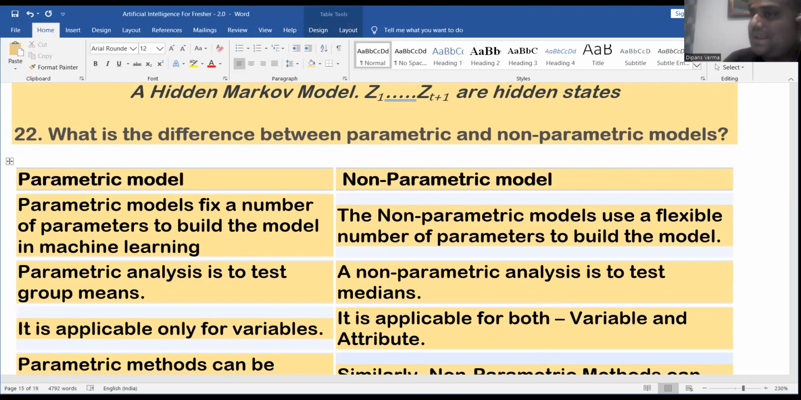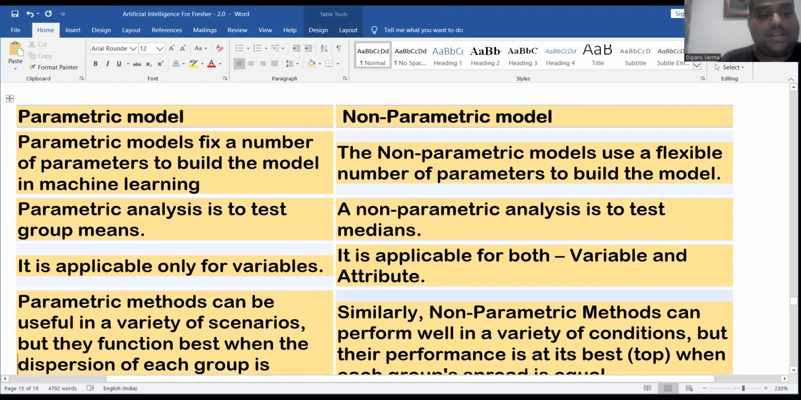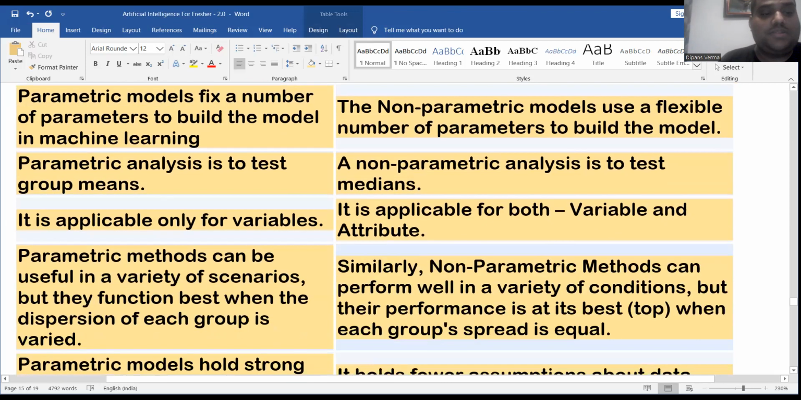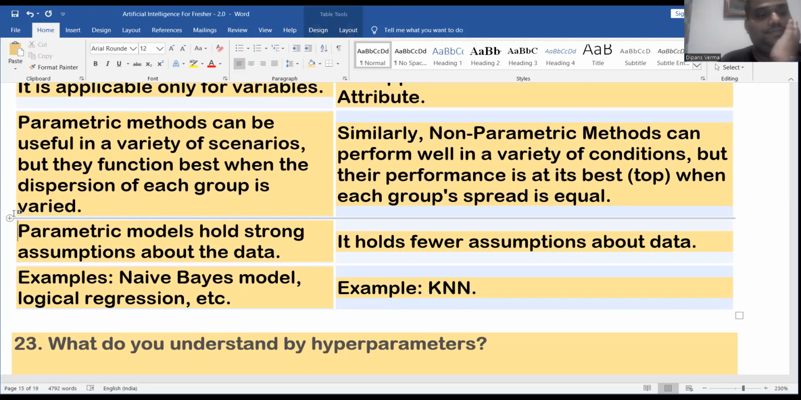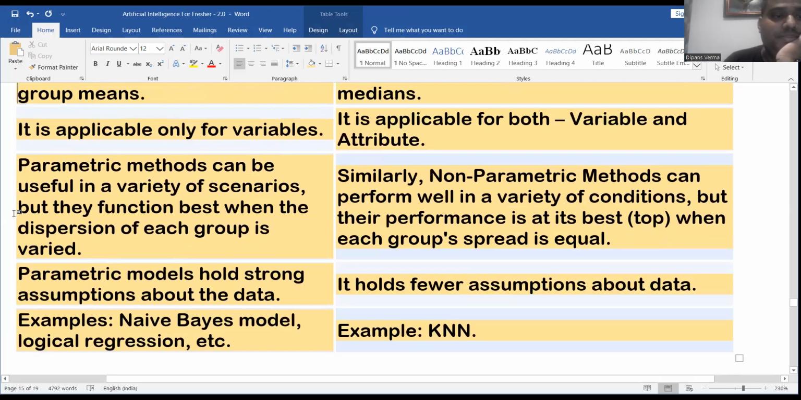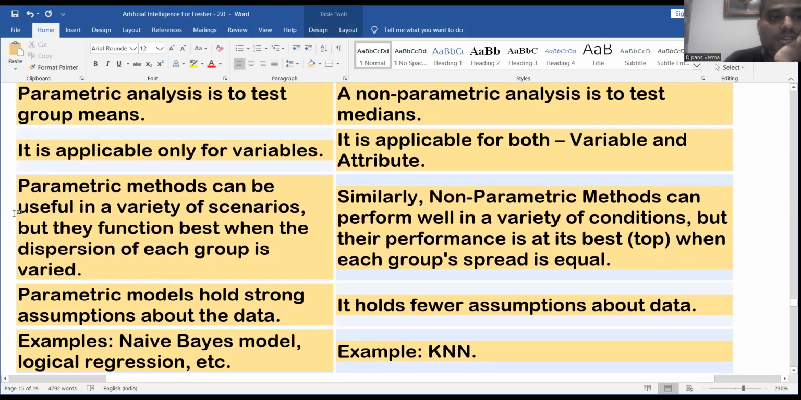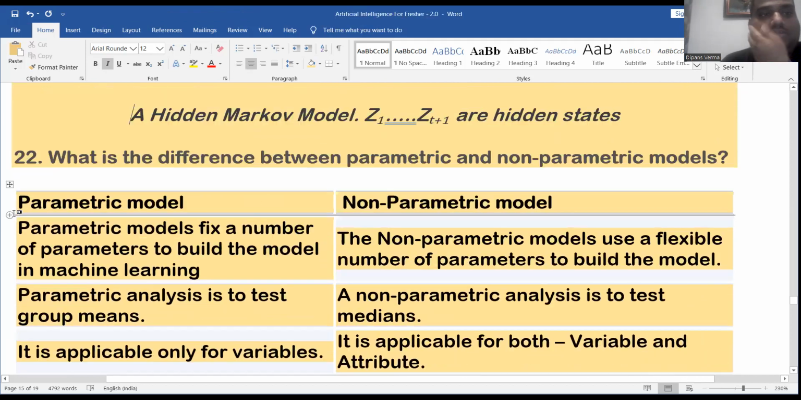Okay, so what is the difference between parametric model and non-parametric model? A parametric model fixes a number of parameters to build the model in machine learning. Parametric analysis is to test the group of means, right? It is applicable only for variables. Parametric models can be useful in a variety of scenarios, but they function best when the dispersion of each group is varied. Parametric models hold a strong assumption about the data. Examples: Naive Bayes model, logistic regression, etc. So in the case of probability, you can use the parametric.